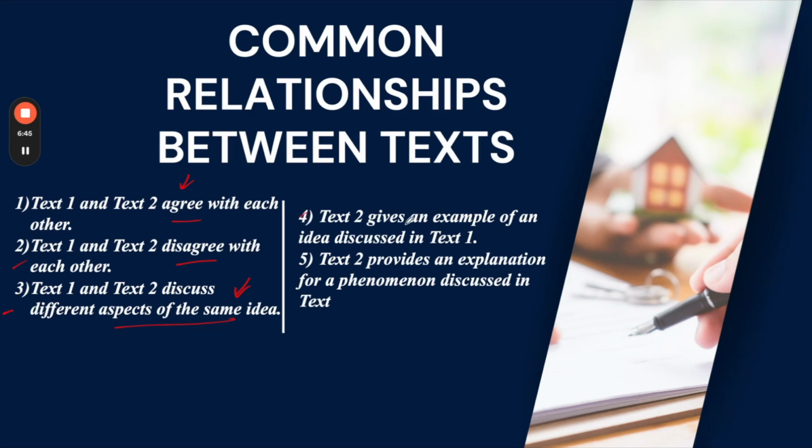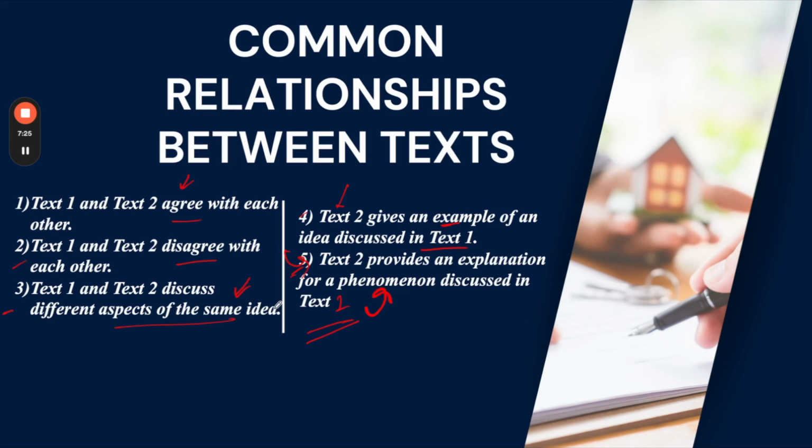The fourth one, text 2 gives an example of an idea discussed in text 1. So an idea will be discussed in text 1 elaboratively, and text 2 would just basically be giving an example of that idea. So again, it's simply about extending the discussion. The fifth one is about text 2 providing an explanation for a phenomenon discussed in text 1. Now again, text 1 is basically just putting this phenomenon in place, like introducing it, and text 2 is about the elaboration or the explanation of that phenomenon. So more elaborative explanation in text 2 and a simple introduction in text 1.